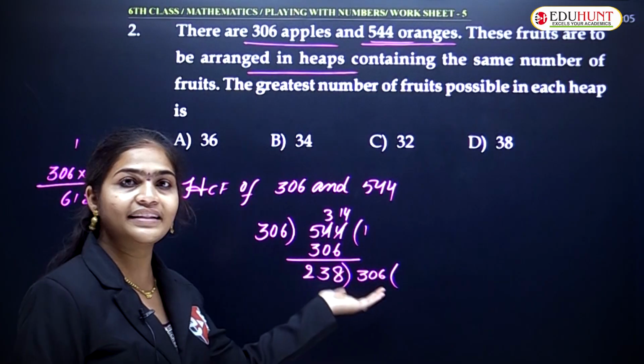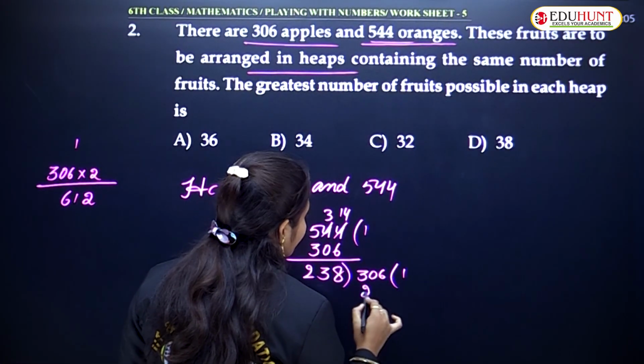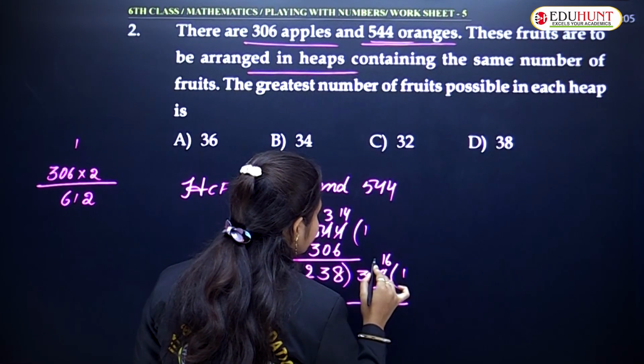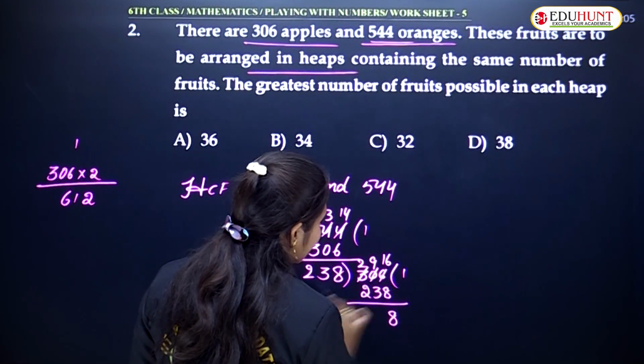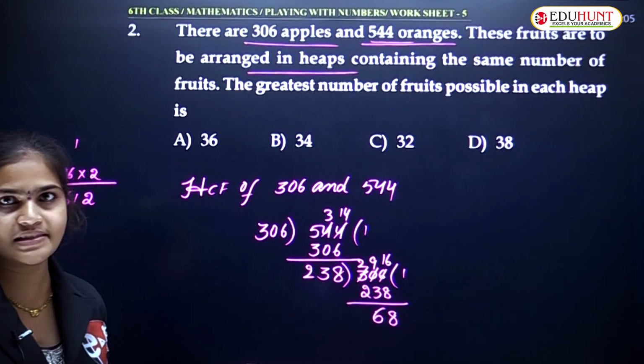So which is more than 306. That's why better to go for again 1, 238. Now here 16, 9, 2. 16 minus 8, which is 8. 9 minus 3, which is equal to 6. 2 minus 2 is 0.